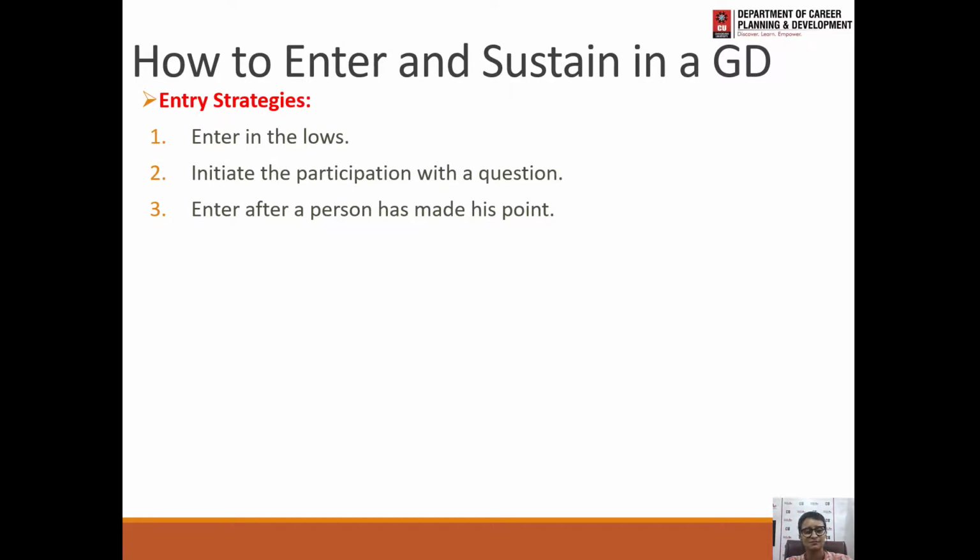Enter after a person has made his point. If any other individual is starting up, let him or her start. Don't interrupt in between. When that individual is finished with his point, and if your point is well connected with his idea, then you can add on with that point.